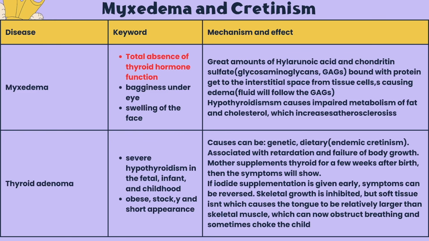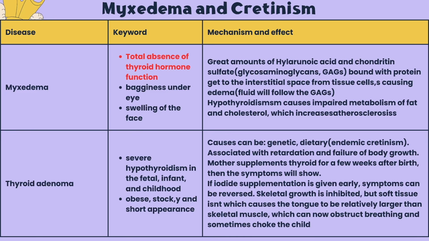Another characteristic that these patients have is that they're obese, stocky, and they have a short appearance. They're built like a block, basically. Causes for that can be genetic or dietary. If it's dietary, back to the point that I mentioned, it's going to be endemic cretinism. So anything dietary, just put the word endemic before it.